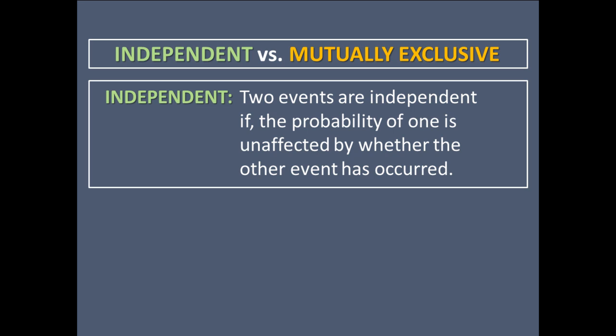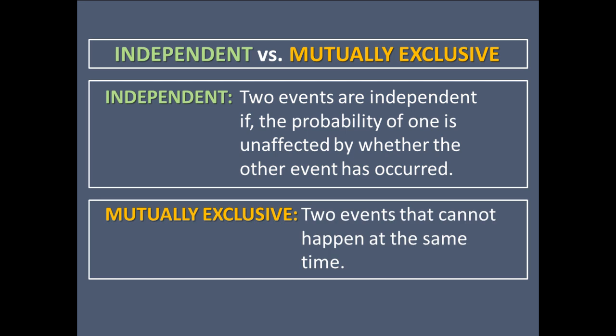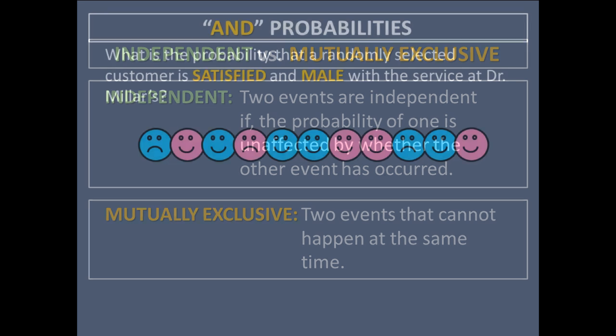Mutually exclusive is something else. If we're dealing with mutual exclusivity, what we're talking about is whether two events can happen at the same time or not. So two events that are mutually exclusive cannot happen at the same time. If they are not mutually exclusive, then they can happen at the same time.